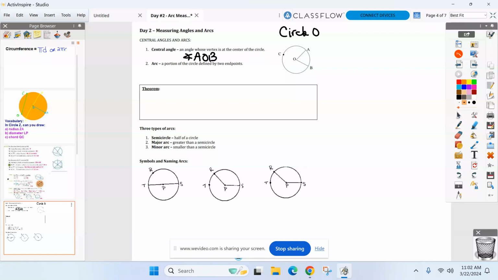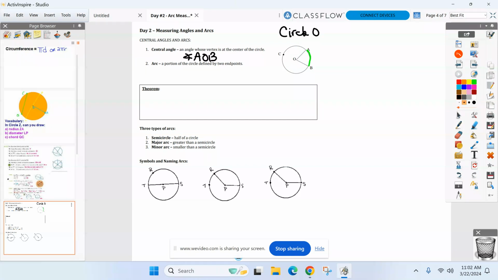Next up, an arc. I'm sure you've heard of it, but what exactly is it? It's a piece of the outer edge of the circle. So for instance, I'm going to highlight AB right there. That is an arc.